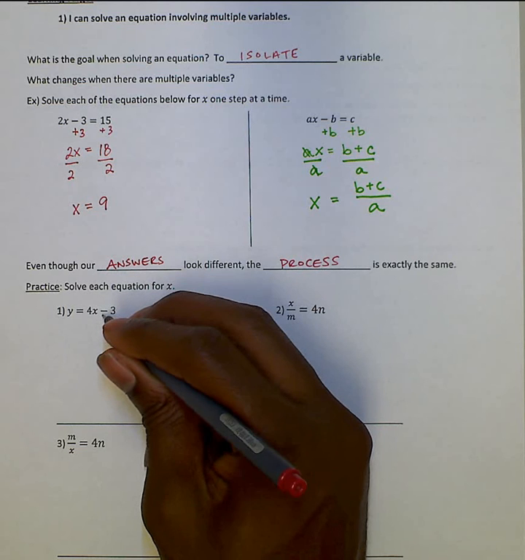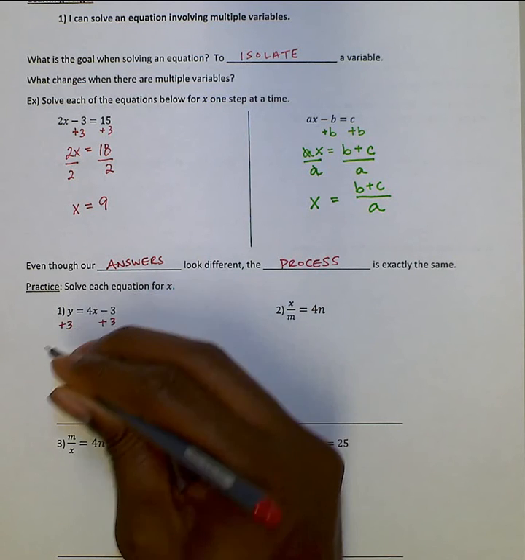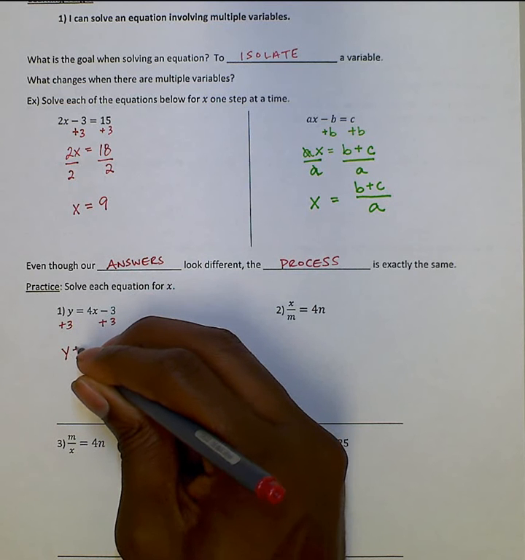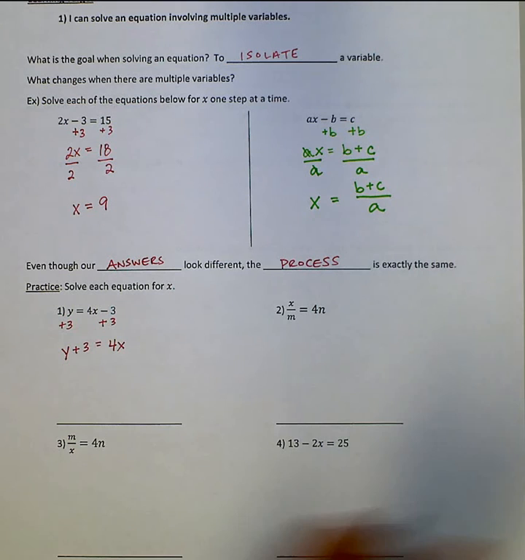I'm going to add 3 to both sides first. And so I have y plus 3 equals 4x. Notice that this is y. There's no way I can combine that to make it really nice, but I know it's going to be y plus 3.